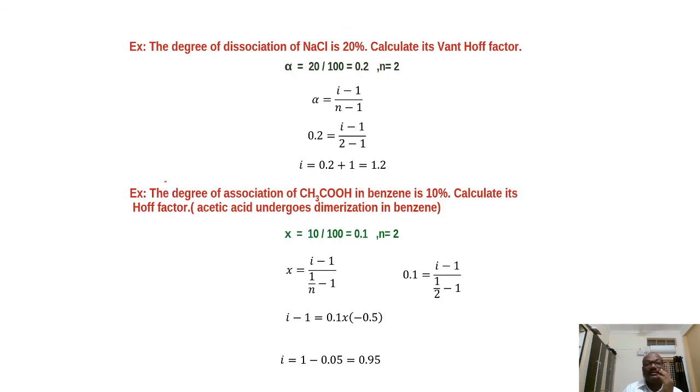Now we can verify these with the help of problems again. Already we have seen these problems, but now we are substituting in these formulas. Earlier we have solved this. The degree of dissociation of NaCl is 20%. Calculate its Van't Hoff factor. So what is alpha? Alpha is 0.2 because 20 by 100 is given, and n is 2 because when NaCl is dissociating, 2 particles will form. Let us substitute alpha 0.2. i minus 1 divided by n minus 1, what is n here? 2 minus 1. So i is equal to, here 2 minus 1 is 1, 1 into 0.2, you can shift this one this side, so it will be 1.2.